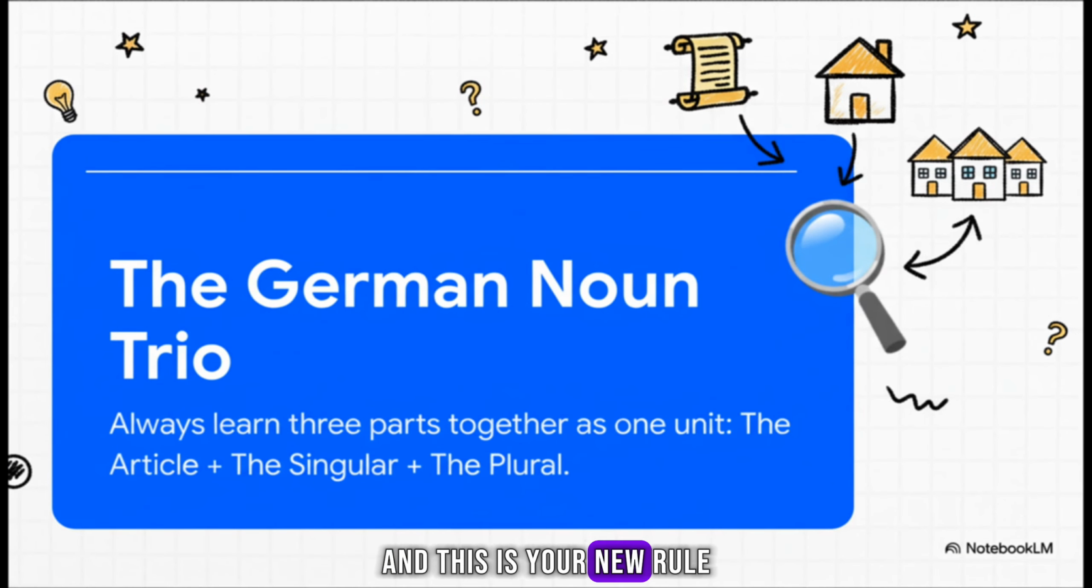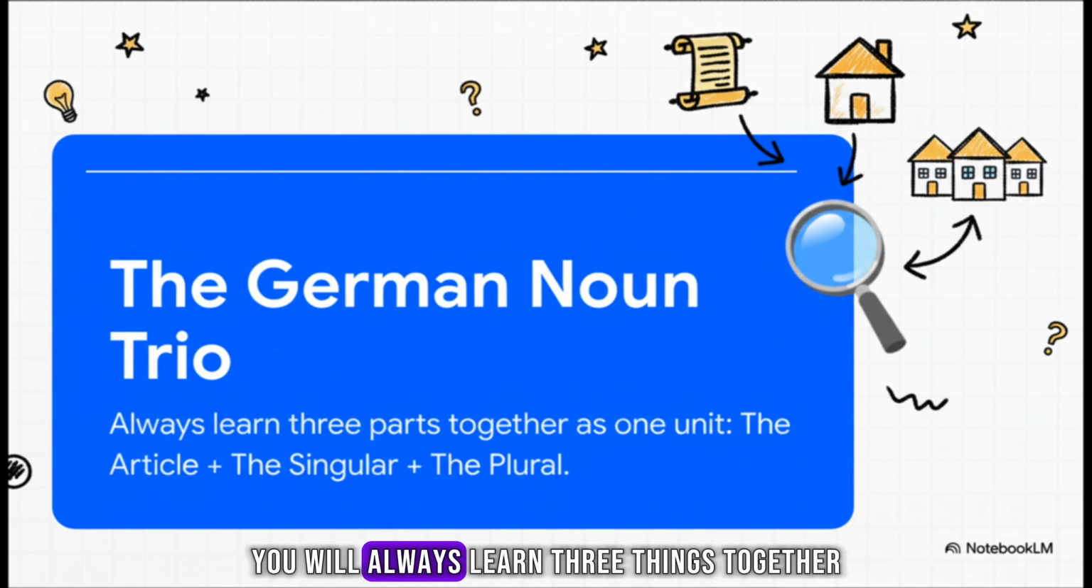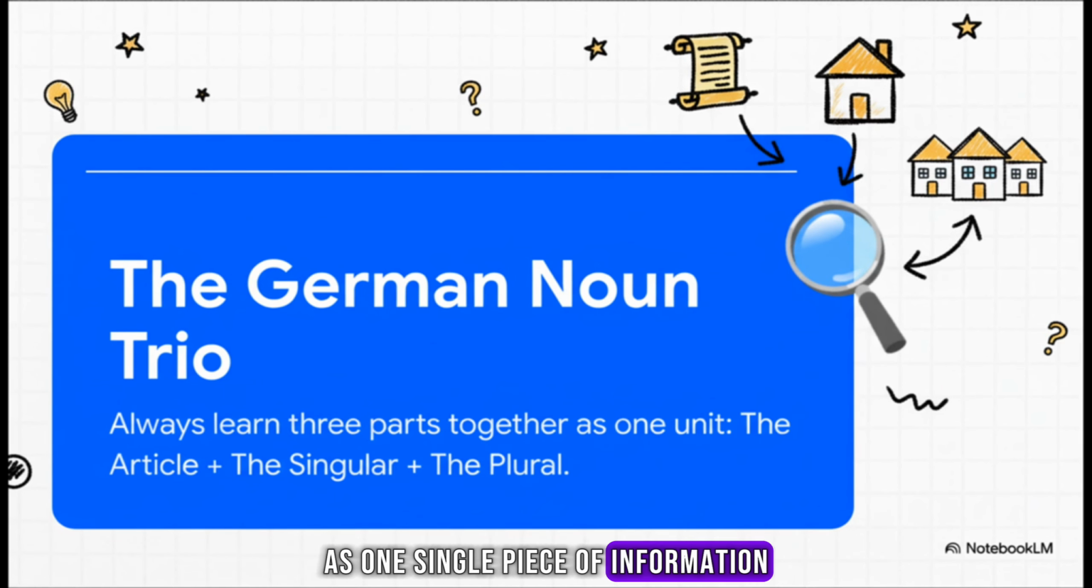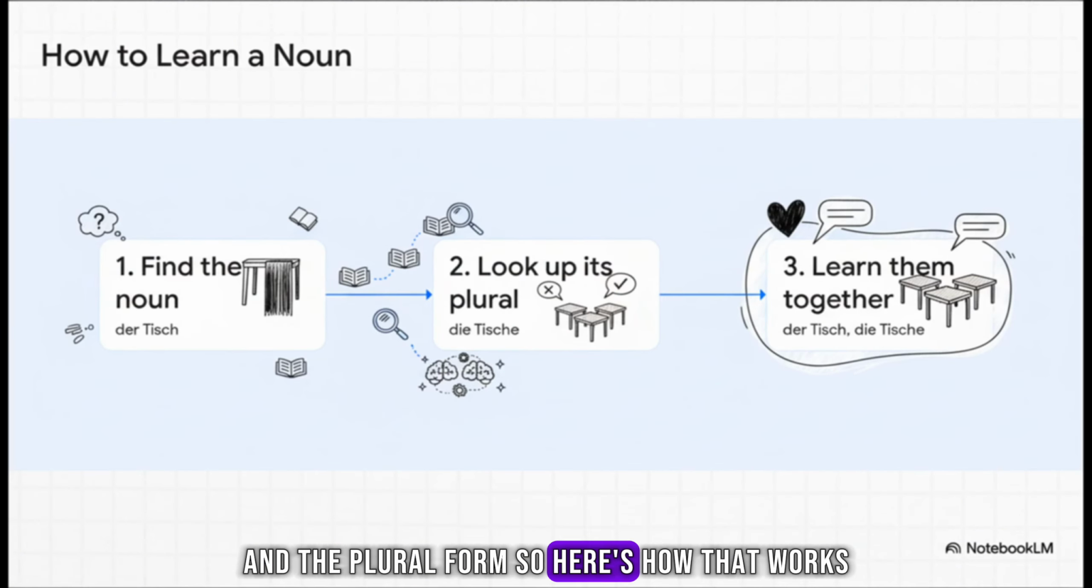And this is your new rule. From this day forward, you are never going to learn just a single German noun by itself. Instead, you will always learn 3 things together as one single piece of information: the article, the singular form, and the plural form.